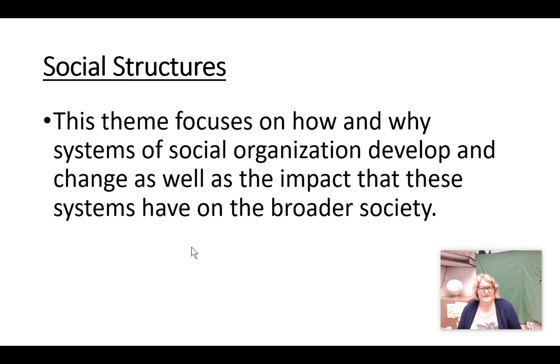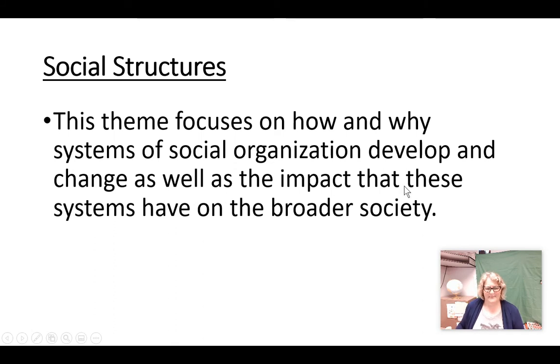So this theme focuses on how and why systems of social organization develop and how they change, as well as the impact that those systems have on broader society. So an example here is the Spanish caste system. The caste system is a system of social organization. So the question is, why did they develop? Well, they developed because the Europeans felt like they had a right to subjugate people who were less European.